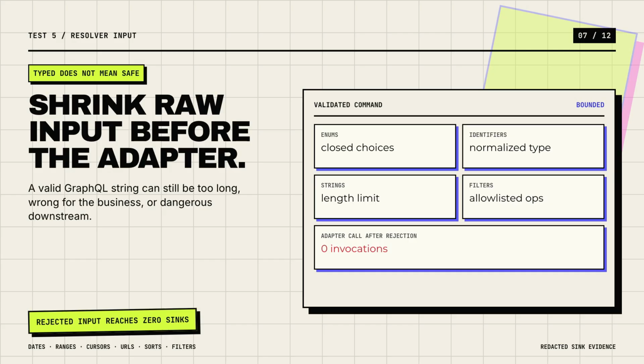Do not claim GraphQL prevents injection automatically. It helps define a typed contract, but application code still decides how values are interpreted downstream. The evidence export records validation outcome and a redacted adapter call. We prove that rejected input never reached the sink, not merely that the client received an error.